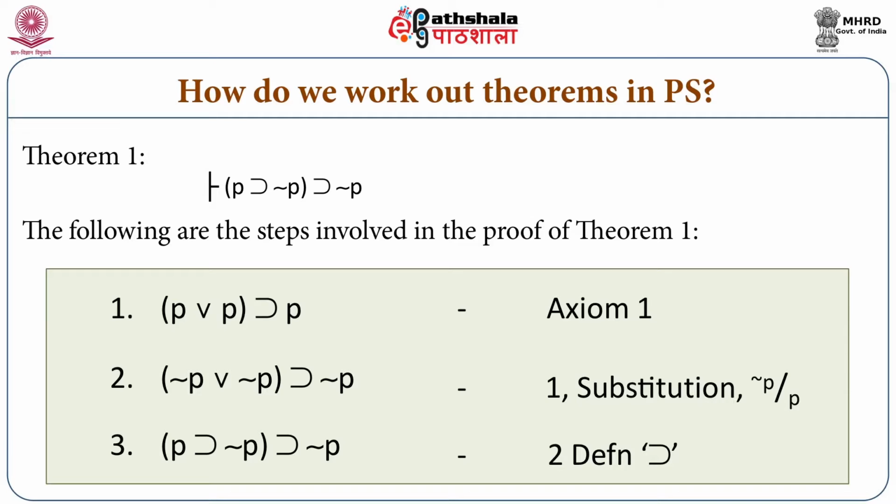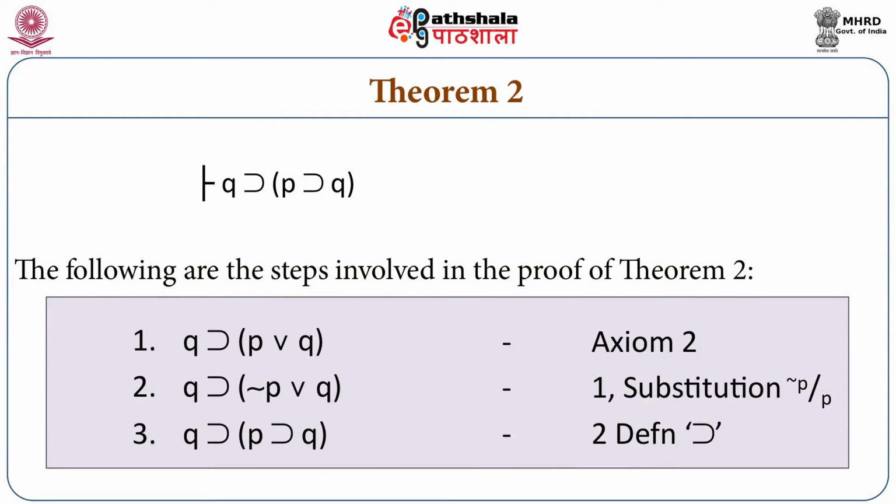Now we can apply the rule of uniform substitution. If we uniformly replace every occurrence of P by not P, we get a new sentence: not P or not P together implies not P. Now by the rule of logically equivalent expression, this disjunction can be replaced by implication. So what we have now, in our step number 3, is P implies not P together implies not P, which is the theorem.